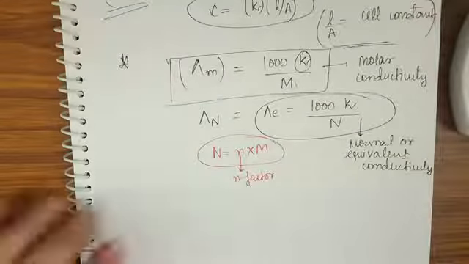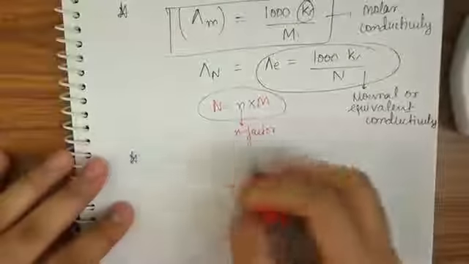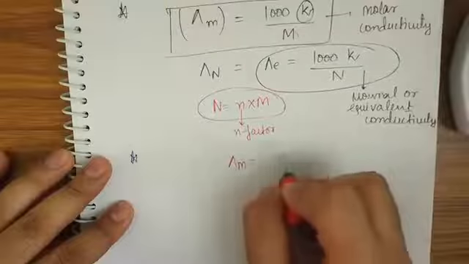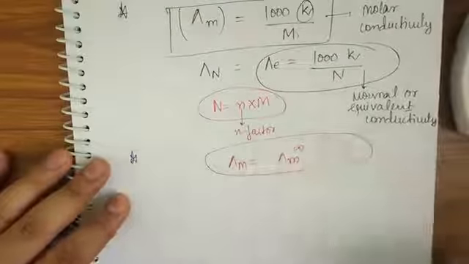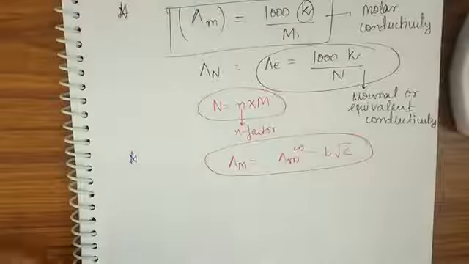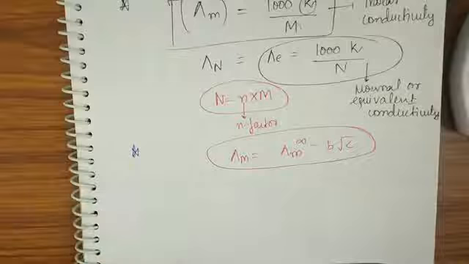Now we all know by a rule in NCERT that lambda m is equal to lambda m infinity minus b root c. This is a basic relation that has already been asked once in JEE Mains. So this is the Debye-Huckel rule, and it is used for strong electrolytes.